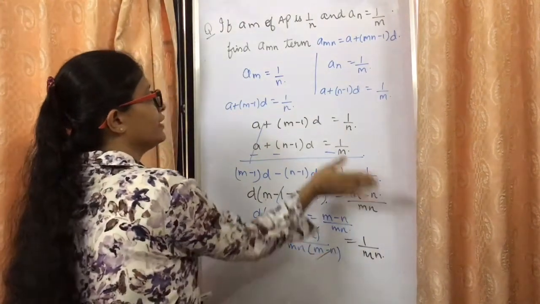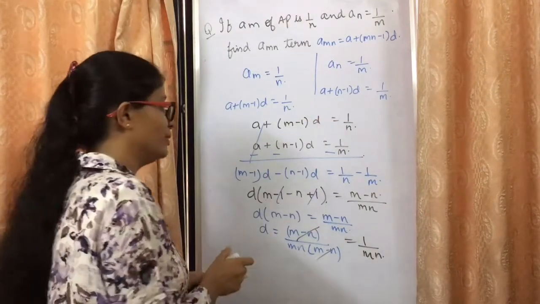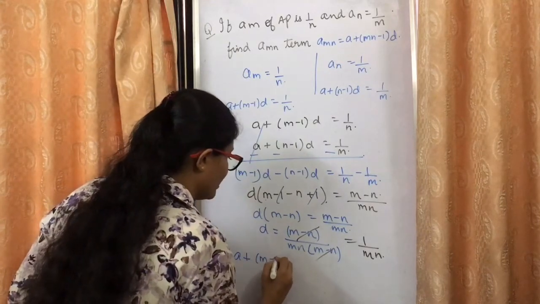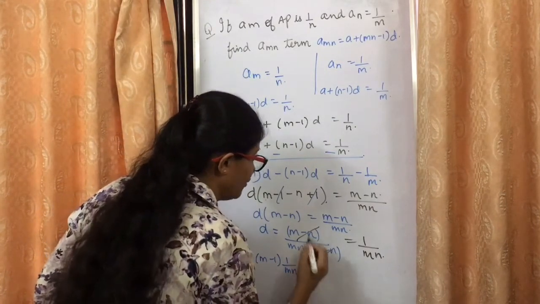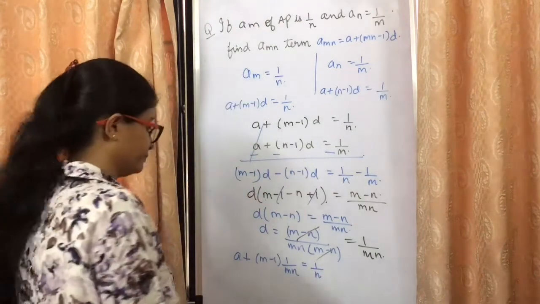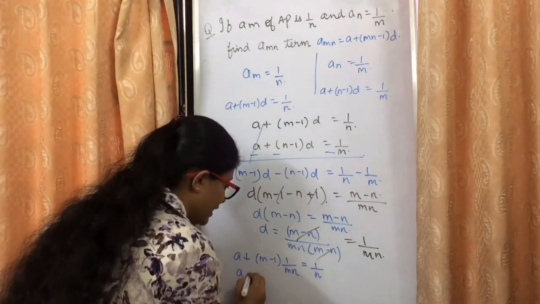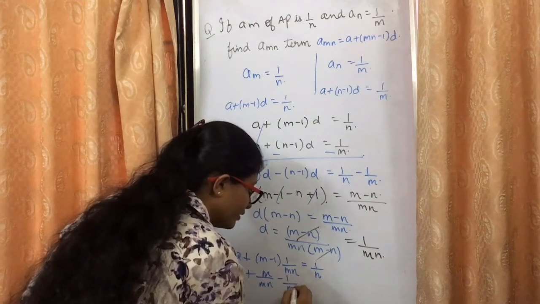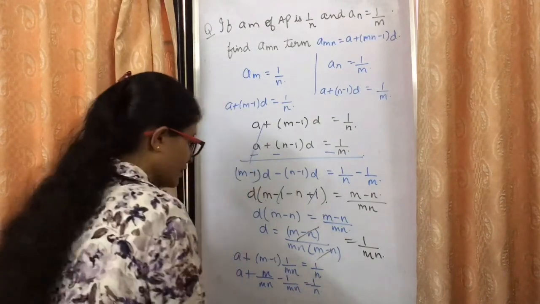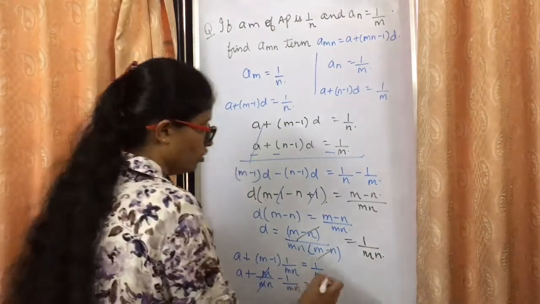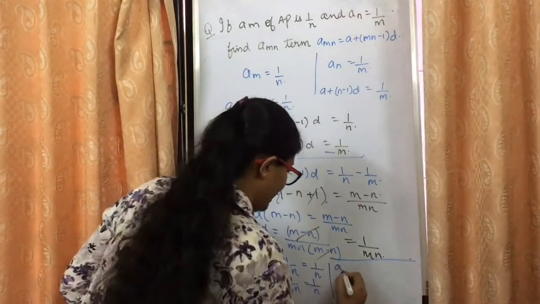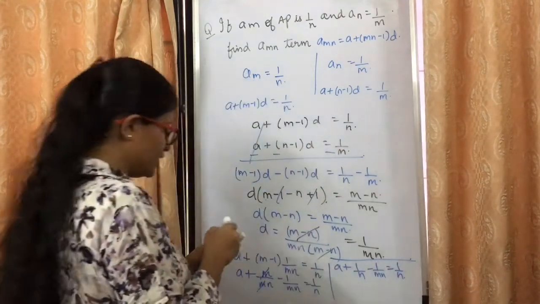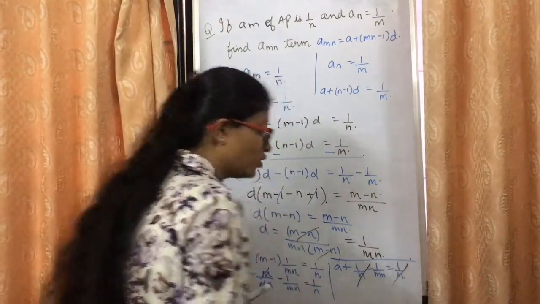The value of d has come. Put it in any one equation and you will get the value of a. Let's see what we get by putting it in this one. a plus m minus 1 into 1 upon mn, in place of d I am writing 1 upon mn, is equal to 1 upon n. If I multiply inside, I will get a plus 1 upon m into mn minus 1 upon mn is equal to 1 upon n. Can I cancel out 1 upon m, 1 upon m? So the equation will turn out to be a plus 1 upon n minus 1 upon mn is equal to 1 upon n. Can you see 1 upon n on both sides? We can cancel out 1 upon n, 1 upon n.